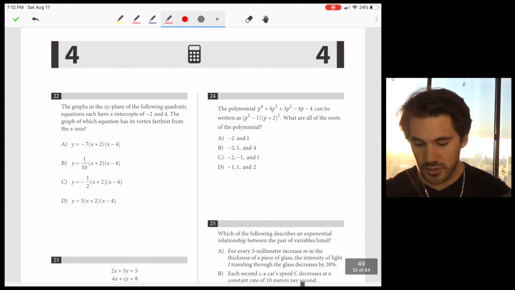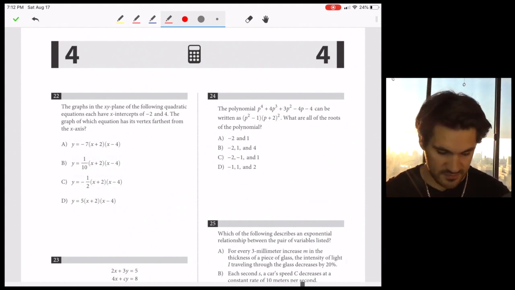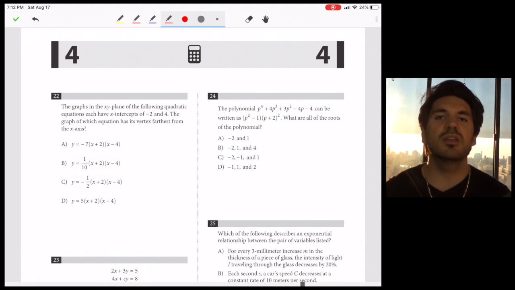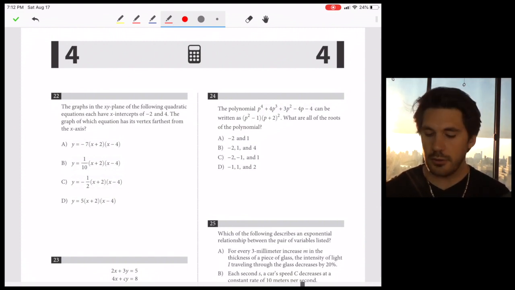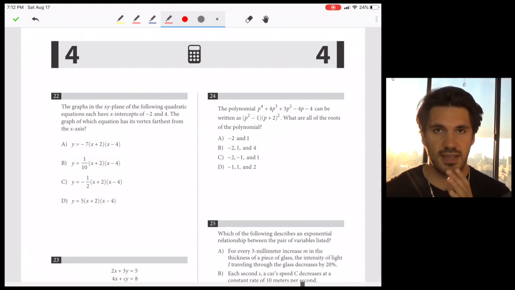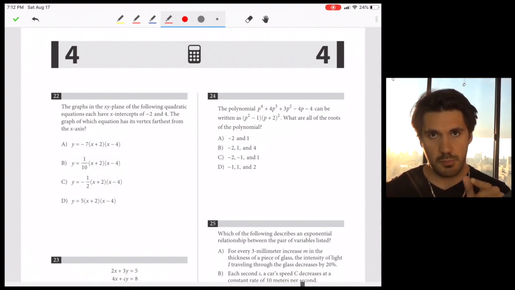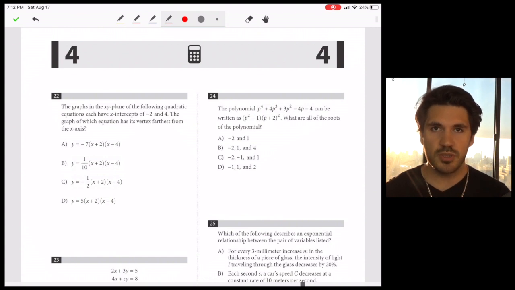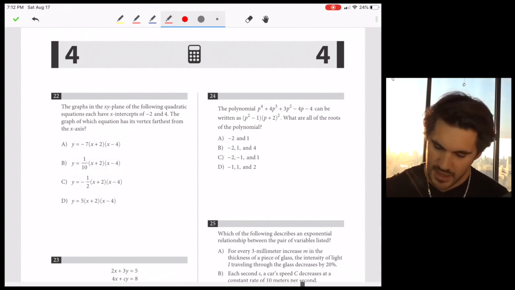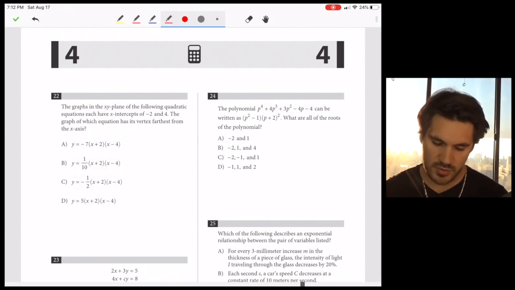Number 22, the graphs in the xy plane of the following quadratic equations each have x-intercepts of -2 and 4. The graph of which equation has its vertex farthest from the x-axis? Just literally graph these. Grab your calculator, graph these. The vertex is the minimum or maximum value of the function. It's like the point of symmetry for the parabola. So literally just see which one of these has the y-coordinate of the vertex furthest from the x-axis, and it's going to end up being answer choice A.